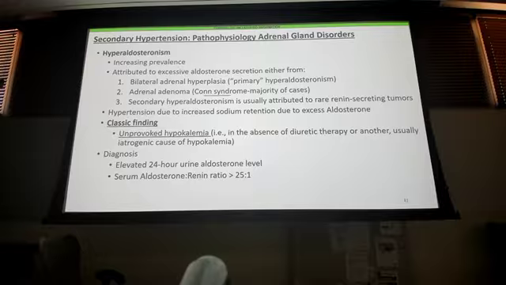So hypertension plus hypokalemia, be thinking of hyperaldosteronism. But to help you confirm that, do a 24-hour urine aldosterone level, and then you can confirm that result by doing the aldosterone to renin ratio to help you differentiate different forms of hyperaldosteronism.